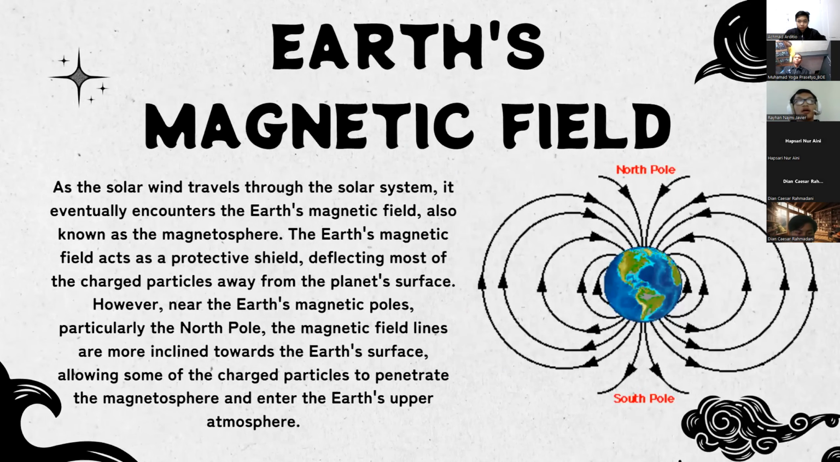Then, as the solar wind travels through the solar system, it eventually encounters the Earth's magnetic field, also known as the magnetosphere. The Earth's magnetic field acts as a protective shield, deflecting most of the charged particles away from the planet's surface. However, near the Earth's magnetic poles, particularly the North Pole, the magnetic field lines are more inclined toward the Earth's surface, allowing some of the charged particles to penetrate the magnetosphere and enter the Earth's upper atmosphere.